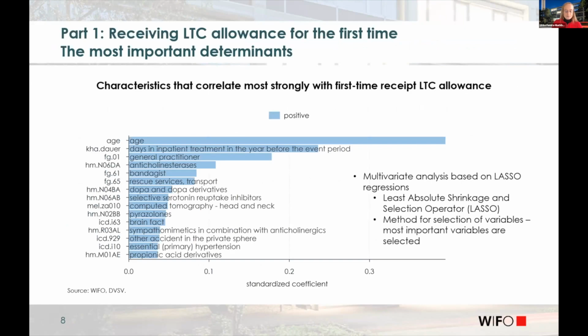Here you see the characteristics that correlate most strongly with the first-time receipt of long-term care allowance. I only mentioned the first 3 because we have many other slides. So we see that all things equal, age is the most important characteristic. And secondly, the days in inpatient treatment in the year before the event period is the second most important characteristic, followed by the number of appointments with a GP.